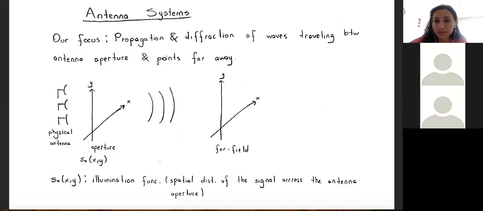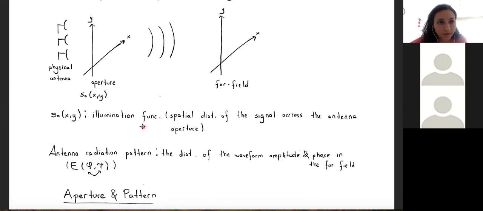For that, we're going to define another concept, the antenna radiation pattern, which we're going to denote in spherical coordinates as E of phi, psi. The antenna radiation pattern is actually what we're going to observe in the far field, or what we're going to observe as a spatial distribution of the waveform in the far field. So we want to understand the relation between these two mathematical quantities: how is the antenna radiation pattern related to the illumination function S0?